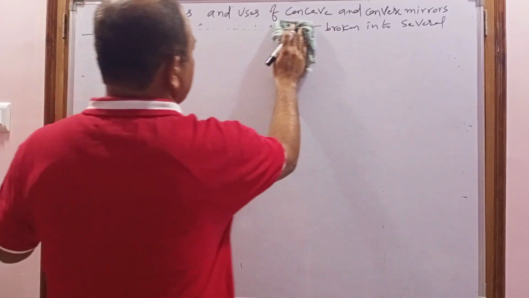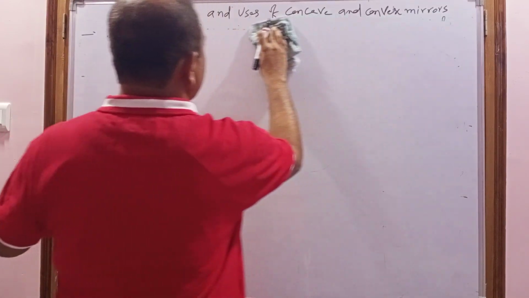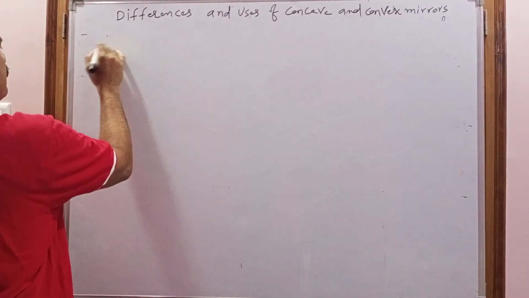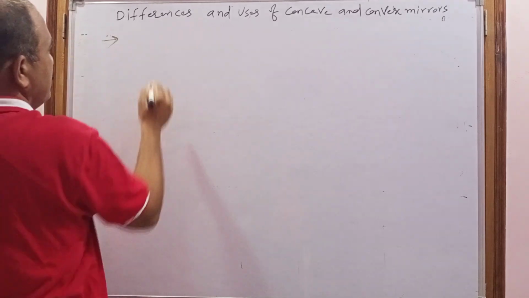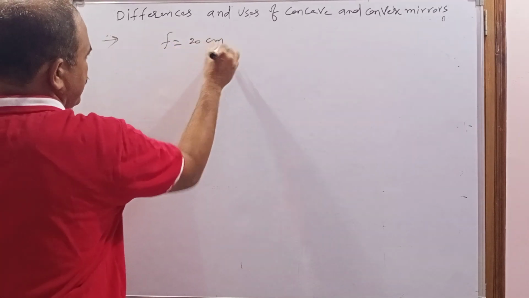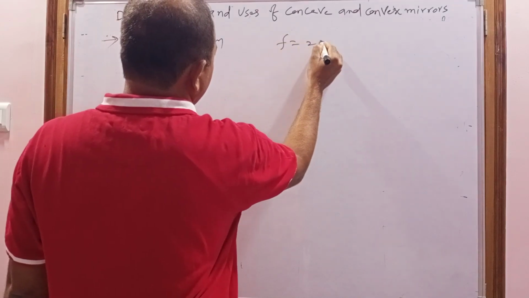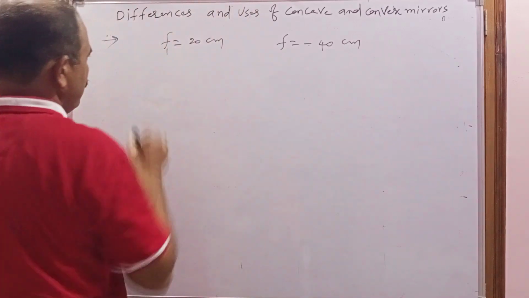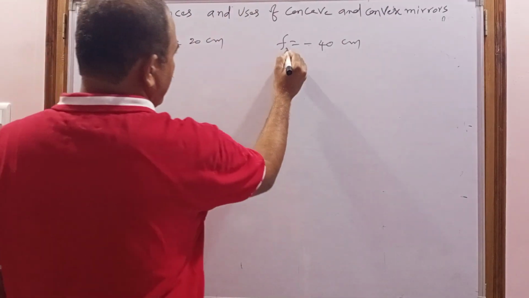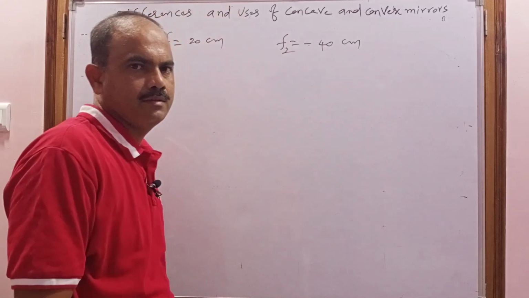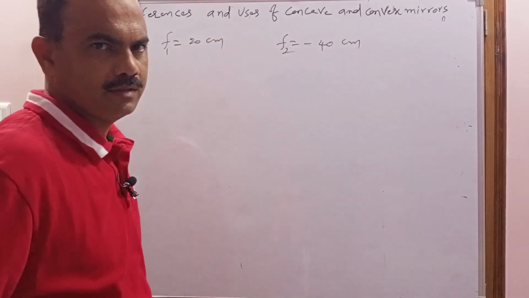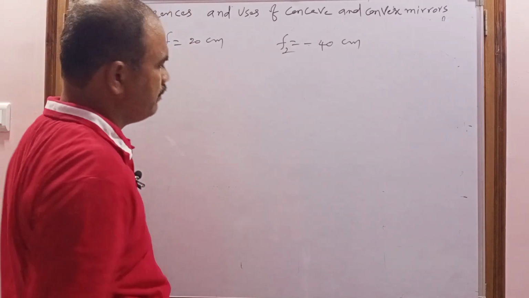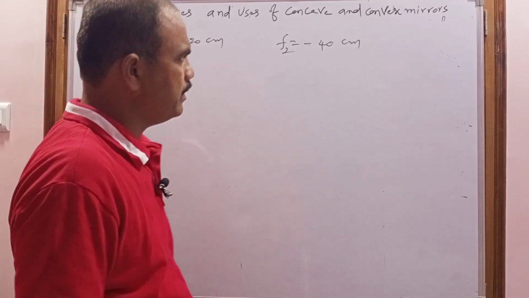And the fourth one, the question will become like this. f1 equal to 20 centimeter and f2 equal to minus 40 centimeter. So in these two mirrors, the two mirror focal lengths are given in the examination. The first mirror focal length f1 is 20 centimeter, f2 is minus 40 centimeter.